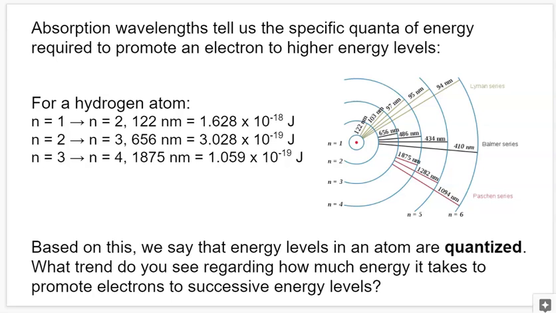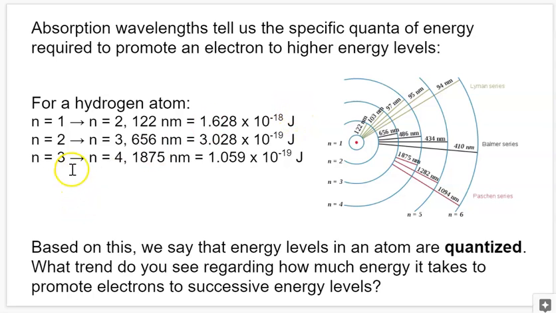All right. So the absorption wavelengths, as I was saying, tell us the specific quanta of energy required to promote electrons to higher energy levels. So this is an example for a hydrogen atom. We could see that the transition from the first level to the second level is going to require light with a wavelength of 122 nanometers, which we can use the equation from before to convert to joules, which will be on the scale of 1.628 times 10 to the negative 18 joules.